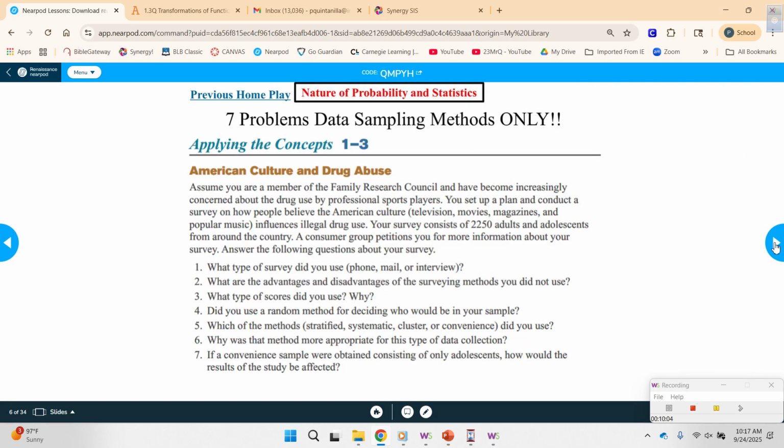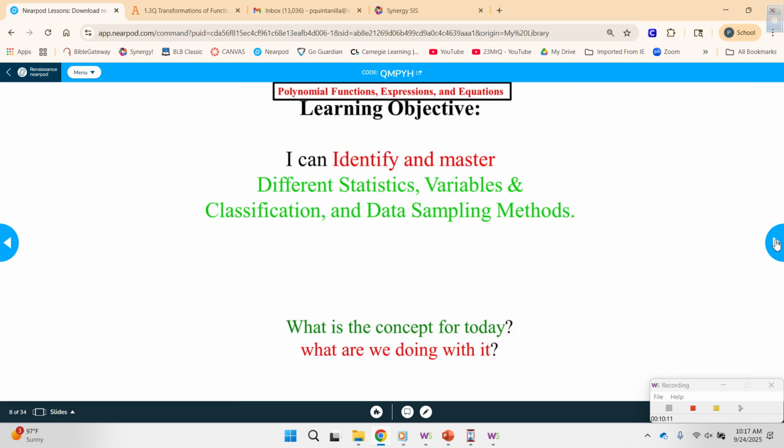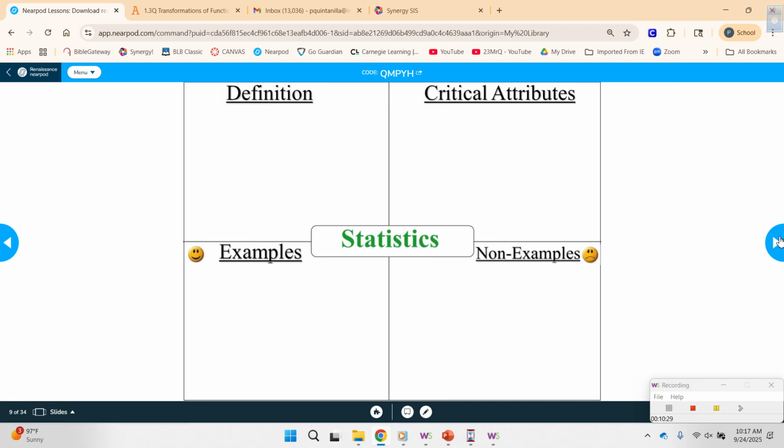Last night's home plate, hold on to that. Tonight's home plate. Our objective for today: can identify and master different statistics. Don't write this down, just pay attention. Variables in classification and data sampling. You're like, oh snap, Mr. Q, isn't this everything we've seen? Yes. Therefore, tell your neighbor 3 characteristics of statistics. Tell your neighbor what are 3 things of statistics.